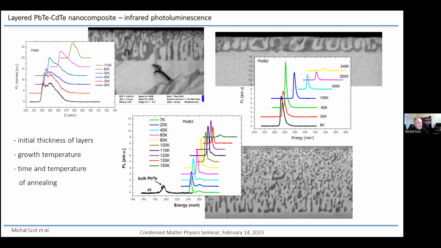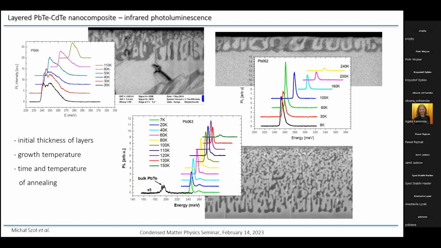What do I mean? I mean that by proper control of growth parameters like initial thickness of layers, growth temperature, and time and temperature of annealing, we can obtain the nanocomposite with very complicated internal morphology, which at first glance looks completely chaotic, but at second glance, we start to see more regular structures similar to resonant cavities, or with hexagonal symmetry, which will be better visible on the next slide.